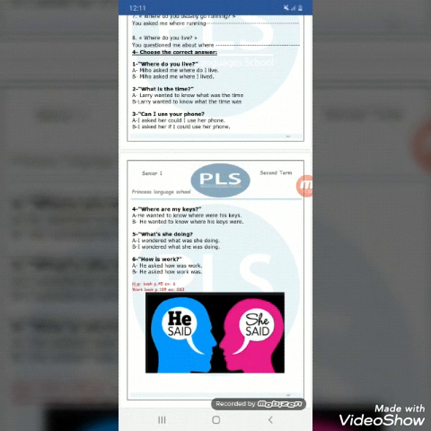And number 5, what is she doing? It's present continuous, so it will be past continuous. And take care, the subject before the verb again. So it will be B. I wondered what she was doing, not what was she doing. What she, the subject here, before was.